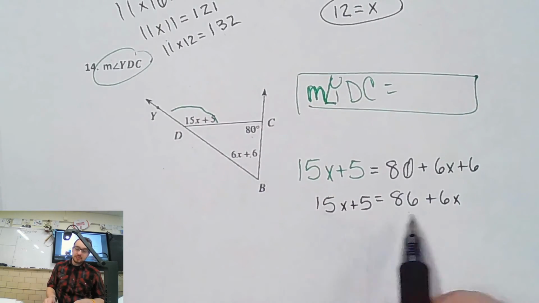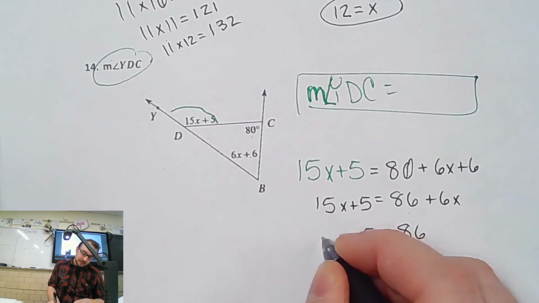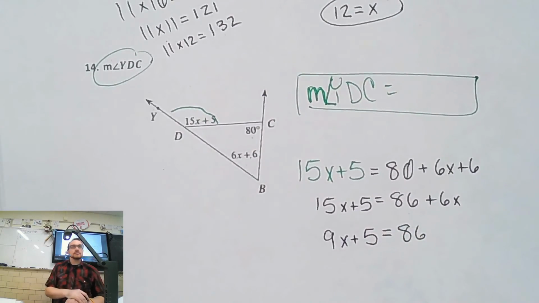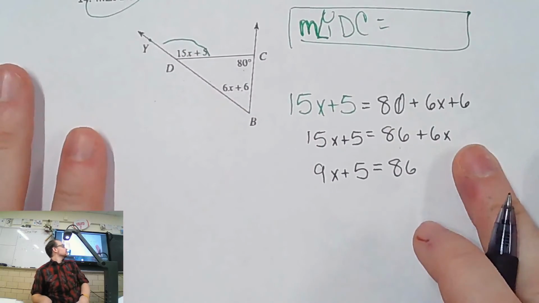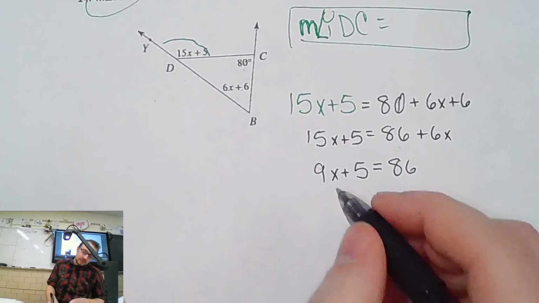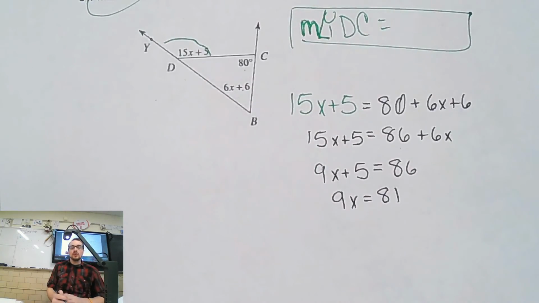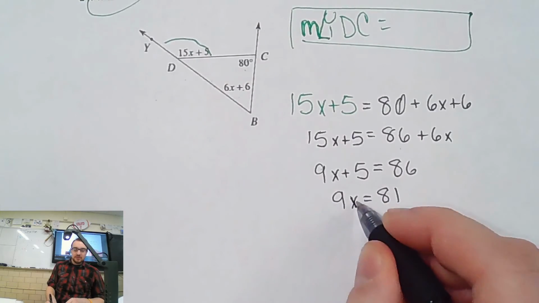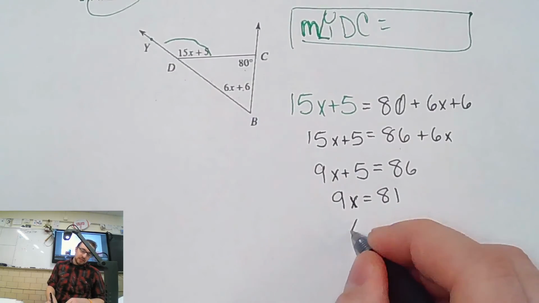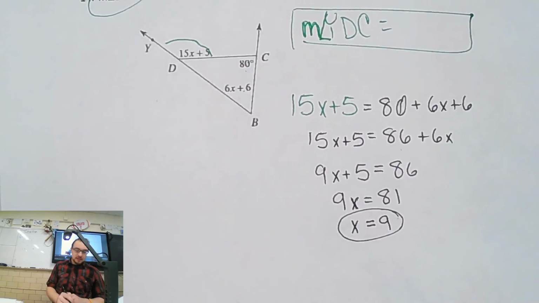Subtract it. So 15x minus 6x, how many x's will I have left over? 9 x's. An improvement, to say the least. Then let's subtract that 5. Then we'll get 81. Ooh. And then how do we separate the 9 from the x? Divide by 9. What's 81 divided by 9? 9 all day. And we're done.